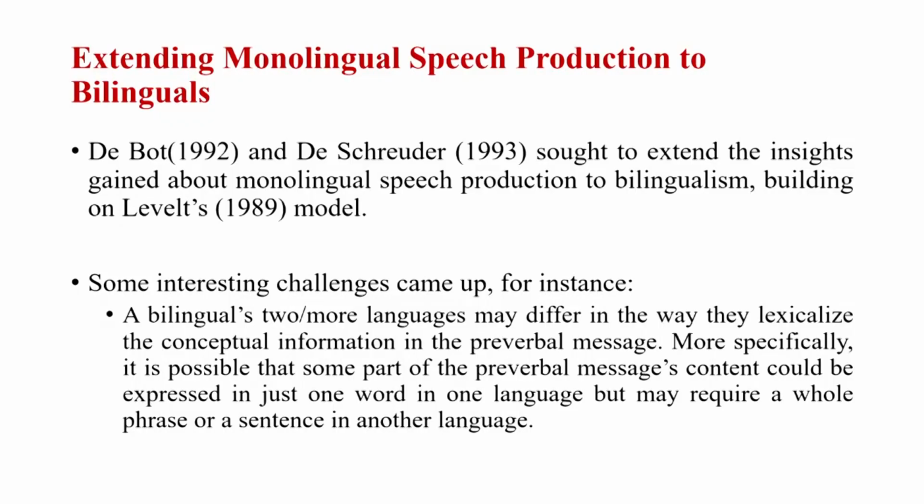So basically the problems in multilingual or bilingual speech production would actually compound the set of processes that we have seen in monolingual speech production. And there are these interesting aspects where there will be more candidates available for selection and so on, which people have talked about when they started to think about bilingual or multilingual speech production. One of the first set of people that started looking at bilingual speech production, basically extending Levelt's work, were De Bot and De Schroeder, who wanted to extend the insights gained about monolingual speech production from Levelt's model to interesting cases in bilingual or multilingual speech production.